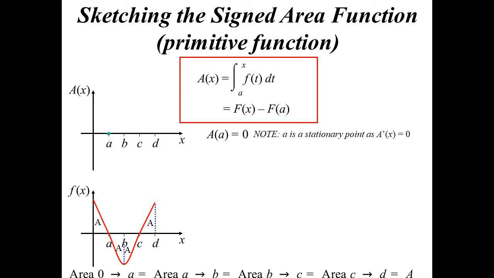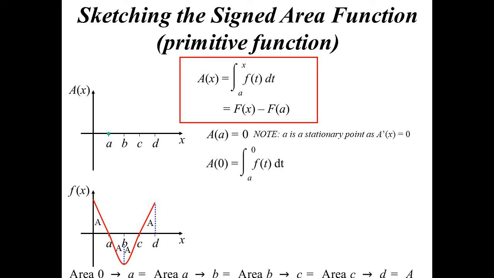Another thing I now know is that it's a stationary point as well. How do I know that? Remember, this graph here is the derivative, because ax, remember, is the integral of this. So therefore this is the derivative. At a, we're therefore saying the derivative is equal to 0. So I also know there's a stationary point there.